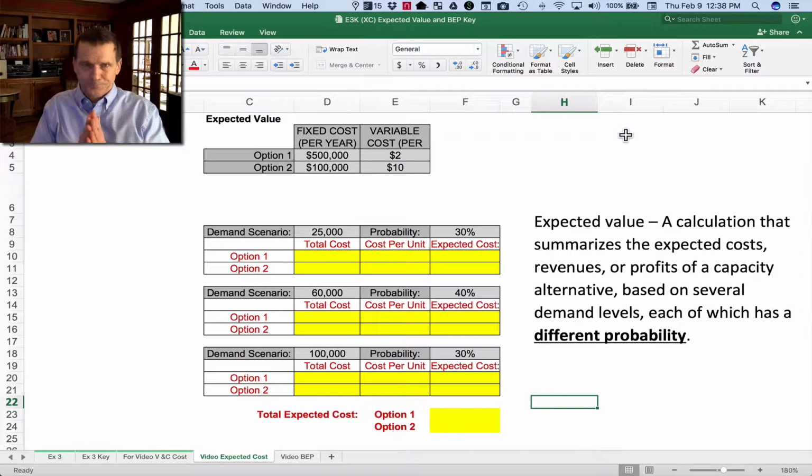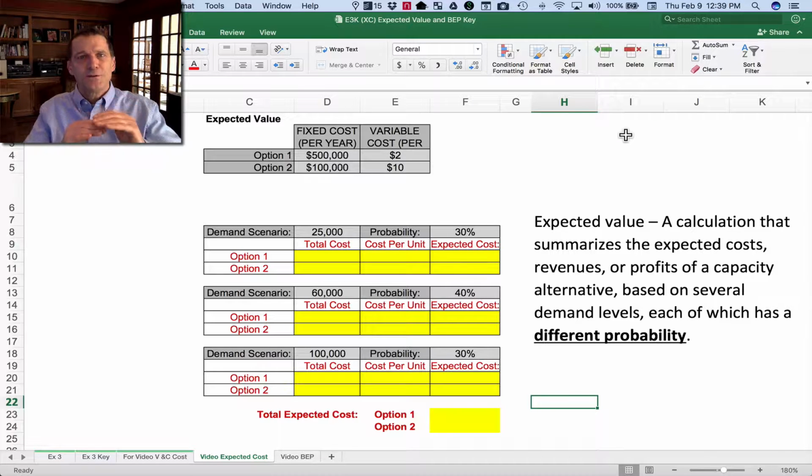What does that mean? It means that if we are establishing additional capacity and we want to model several different options, could be 2, could be 10, all right? I hope it's not 10, but it could be 10. And we want to model that out.